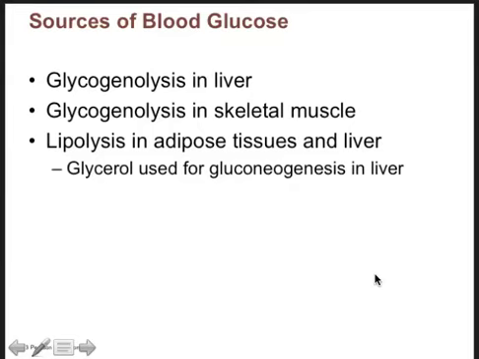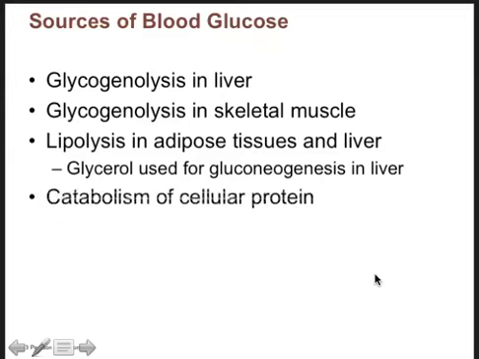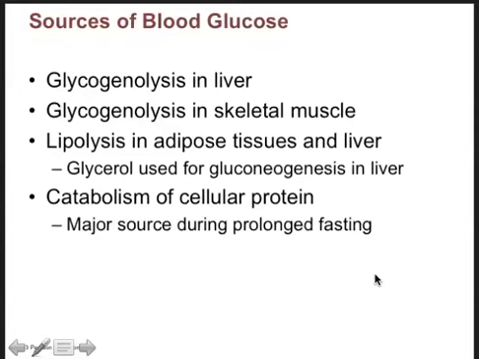glyceraldehyde 3-phosphate, which is again a glycolytic intermediate. This can be isomerized into dihydroxyacetone phosphate, and then that is part of the biosynthetic pathway that eventually leads to glucose biosynthesis. It also can come from the breakdown of cellular protein. This is a major source that happens during prolonged fasting.